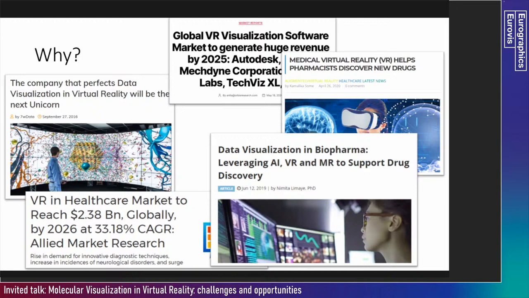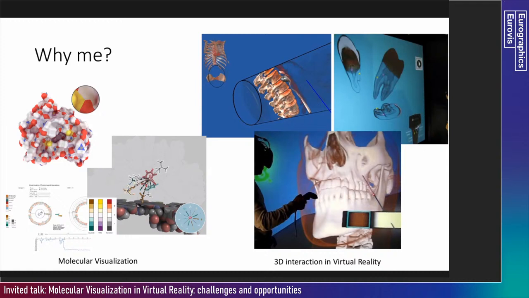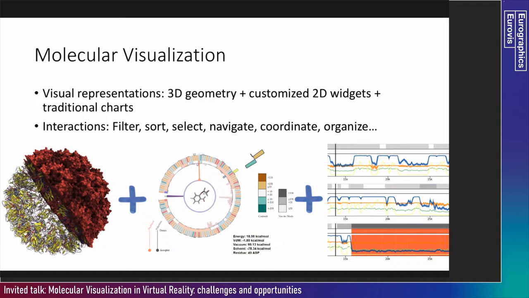If you wonder why I'm interested in this, you probably know that I've been doing some molecular visualization work, but in my group we also do some 3D interaction techniques in virtual reality, mostly with medical models, but we have also started working with molecules. So let's go to it. Oversimplifying from the point of view of visual communication, we can consider that molecular visualization commonly uses 3D models, 2D widgets or customized views, and traditional charts. And we interact with those elements through several different techniques: filtering, sorting, selection, cross-selection, and so on and so forth.